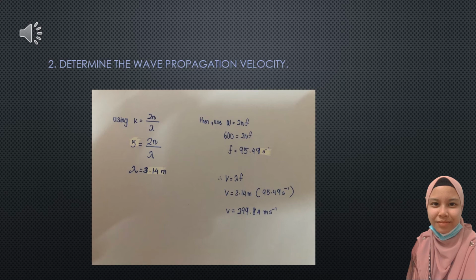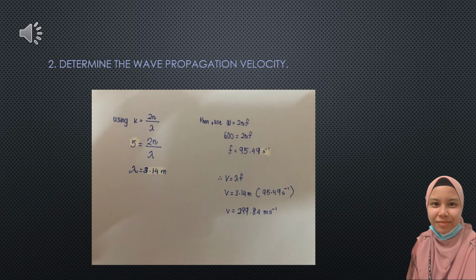Macam mana kita nak cari wave propagation velocity bila frekuensi dan juga wavelengthnya tak diberi? So, kita kena cari satu-satu. Macam mana nak cari wavelength? Kita guna k equals to 2 pi per wavelength. Kita masukkan nilai k iaitu 5. Dan kita kira macam biasa. So nanti kita akan dapat wavelengthnya 3.14 meter.